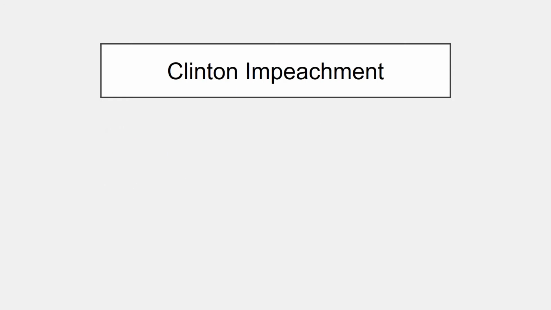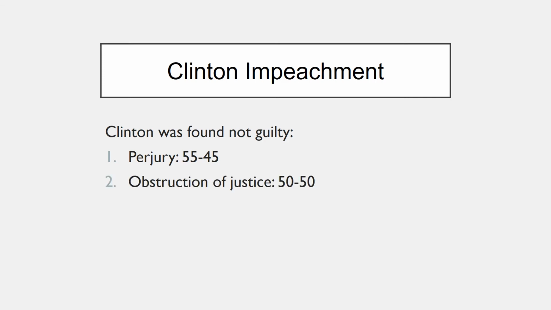So once he was officially impeached, it went to the Senate for the trial, where Clinton was found not guilty. In other words, he was acquitted of the charges. On the perjury charge, the vote was 55 to 45. 10 Republicans had voted with the Democrats on this. And obstruction of justice, it was a 50-50 split. But, of course, you need a 2/3 majority to convict. So he was found not guilty. So even though Clinton was impeached, he was acquitted of the charges.